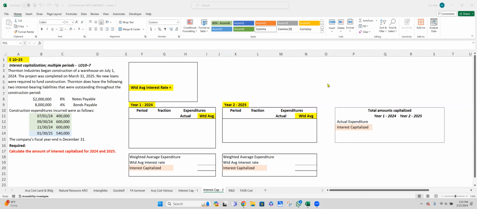Hi there, this is Dr. Rao. Let's take a look at this exercise where we have to capitalize interest in a construction project.